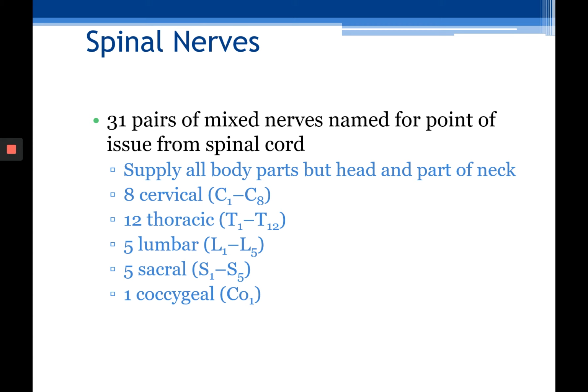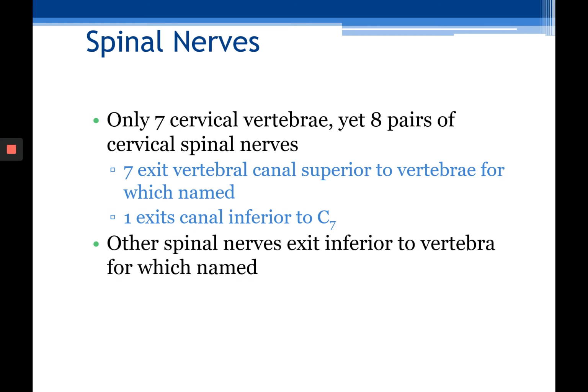Now, for most of these, we see that the number of spinal nerves matches the number of vertebrae. Not the case for the cervical nerves. There's actually 8 of them, and that's because 7 of the cervical spinal nerves exit the vertebral canal superior to the vertebra for which they're named, but C7 actually has a spinal nerve that exits the top and the bottom. So there's going to be one that exits the canal inferior to C7. So you get 8 spinal nerves for the cervical. And then other spinal nerves are just going to exit all inferior to the vertebrae for which they are named.